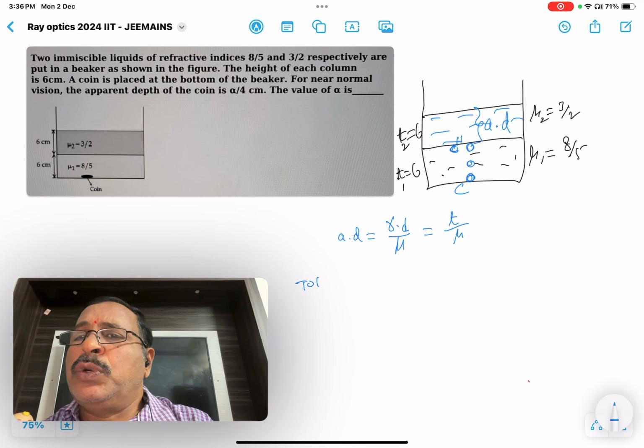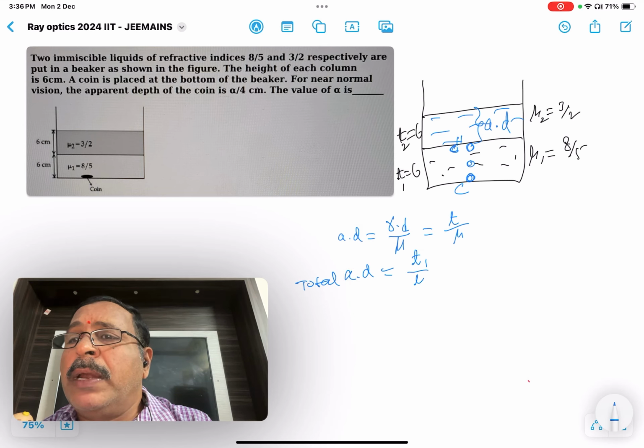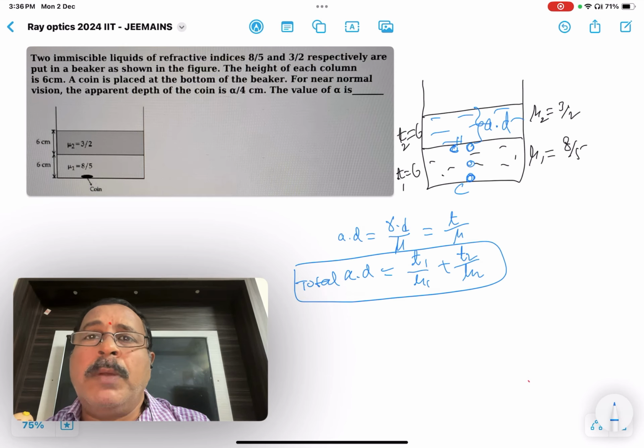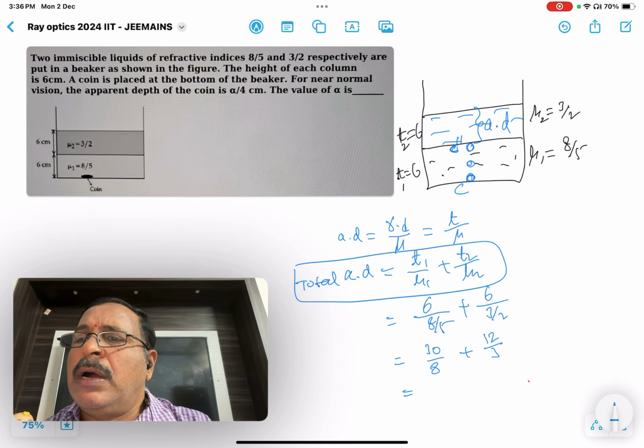Based on this, we want the total apparent depth. Two thicknesses are given and two refractive indices are given. So it is T1 by mu1 plus T2 by mu2. This is the formula for this problem, my dear students. So this is 6 divided by 8/5 plus 6 divided by 3/2, that equals 30 divided by 8 plus 12 divided by 3, which equals 15/4 plus 4. The answer is 31/4.